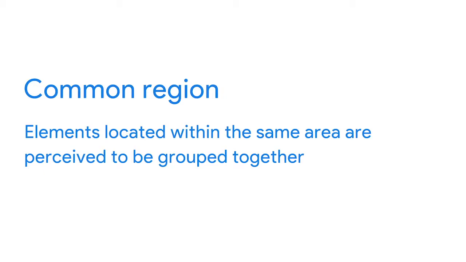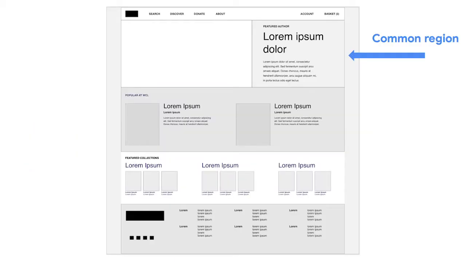Do you remember common region? The principle of common region states that elements located within the same area are perceived to be grouped together. Let's go back to the library website again and check out the Featured Author section at the top of the homepage. Within the Featured Author box is a header, title, and descriptor text. The border around the box indicates to users that this information is related.